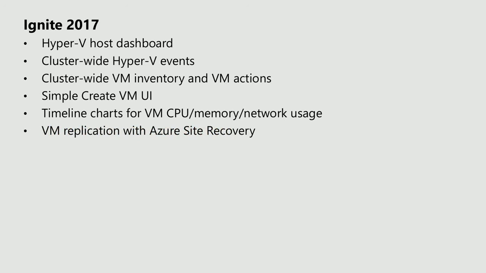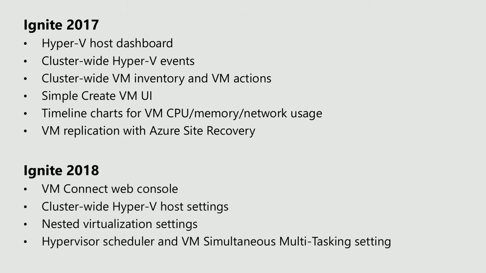So at Ignite 2017, we added a bunch of features. Hyper-V host dashboard, which shows you the host resources from a host perspective. We've added a Hyper-V event tool, which shows you the events across your entire cluster, cluster-wide VM inventory and all the VM actions you need, a new seamless, simple create VM experience, timeline charts for CPU, memory, network for individual VMs, and VM replication with Azure Site Recovery. And last year at Ignite, we showed a new VM Connect web console, so you can VM Connect without ever leaving your browser.